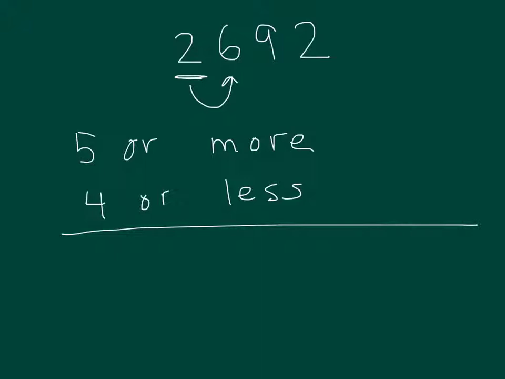We look here, we start with the 2, and then we're going to look to the next digit, which is a 6. Is 6 5 or more, or 4 or less? Well, we know 6 is more than 5, so it's going to be here. So we're going to have to add 1 right here. So the 2 now becomes a 3, and all the other digits simply turn to 0. And that is our estimate. So 2,692 rounds to 3,000.